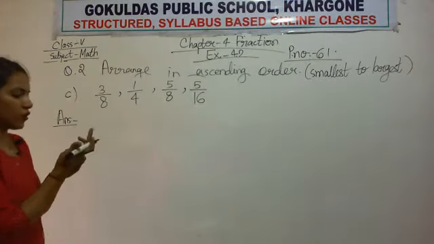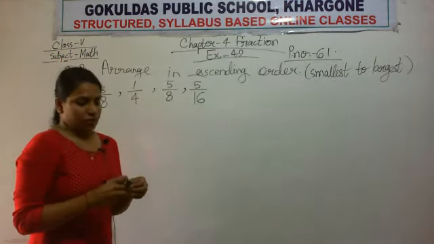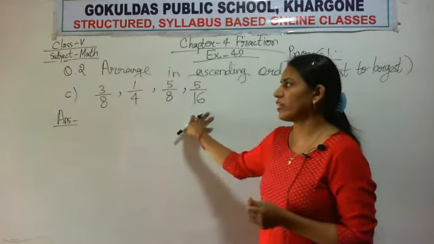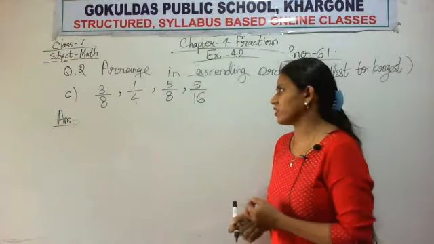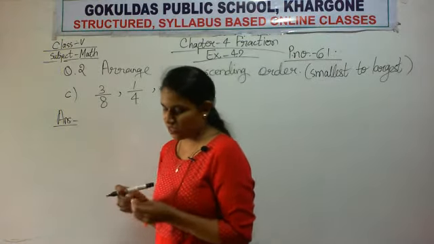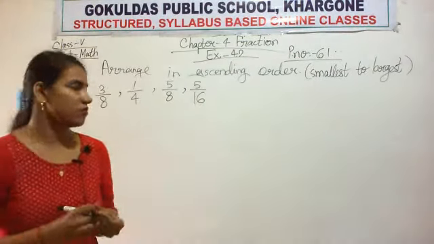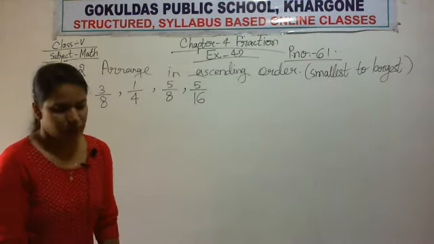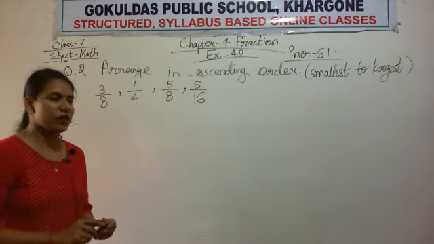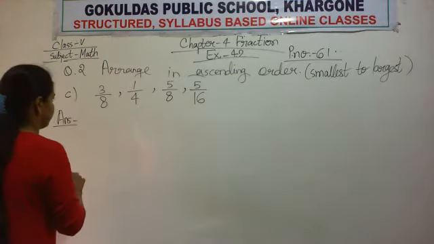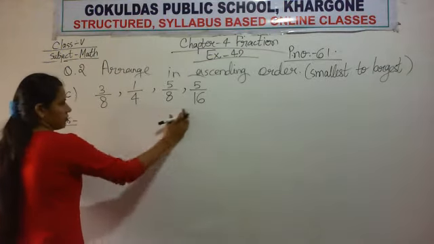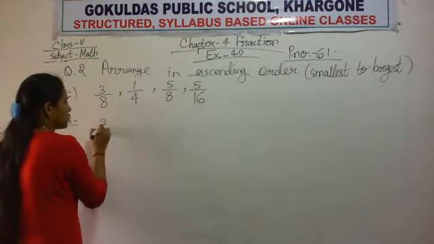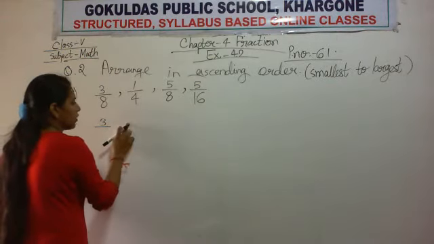So first of all you need to identify, are the given fractions like or unlike? All the given fractions are unlike fractions. And which case is being followed here? Case 2 and case 1 are mixed up here. So first of all let us make their denominators equal.